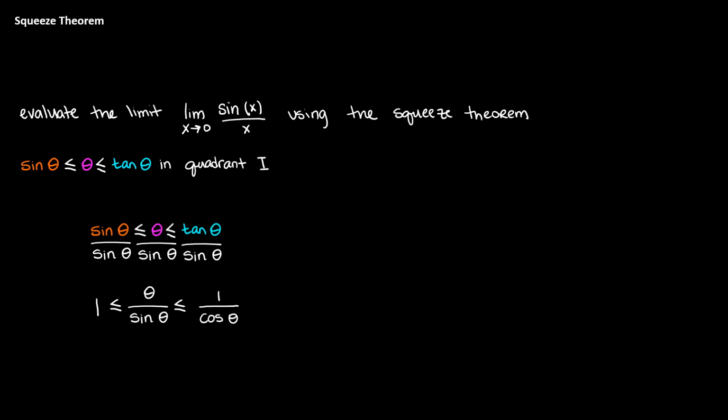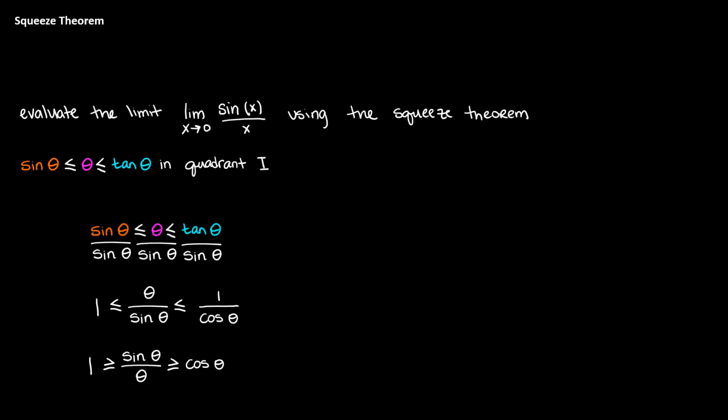So we built our inequality using that unit circle visual. Then we divided every term by sine theta, and now we're close, but we're still not exactly where we need to be. We have theta over sine theta, but we need that to flip over. So we flip our inequalities, and we flip all of our ratios. 1 flipped over is still 1. Theta over sine theta now becomes sine theta over theta, and 1 over cosine becomes cosine.